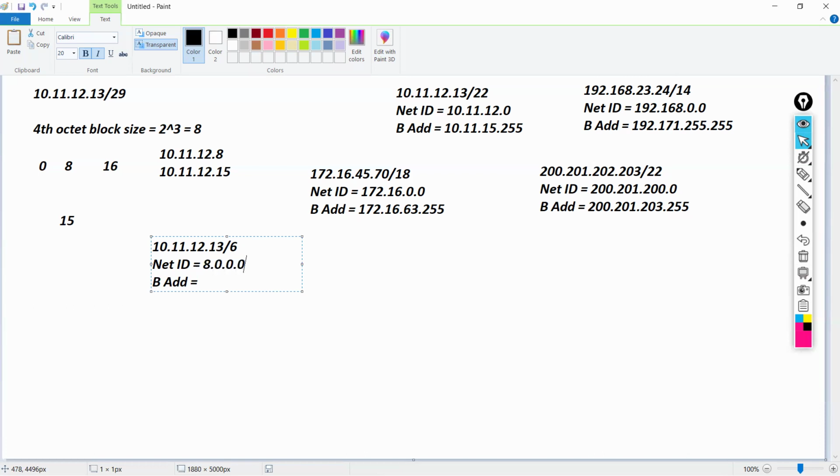Here the network ID will be this, and this will be not 0. Here, your block size is again what? If you see in this question, and in this question, as well as in this question, there is no difference. Why? Everywhere your block size is coming 4. Just the octet difference is there. So in the first octet, your first values are 0, 4, 8, 12. What is the value? 10. So 11.255.255.255.